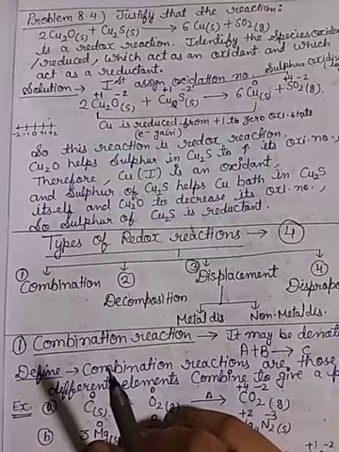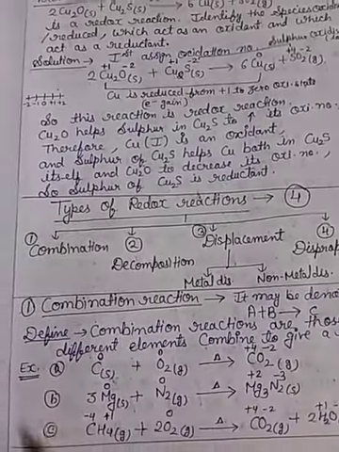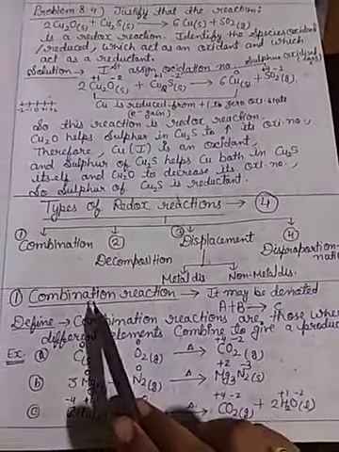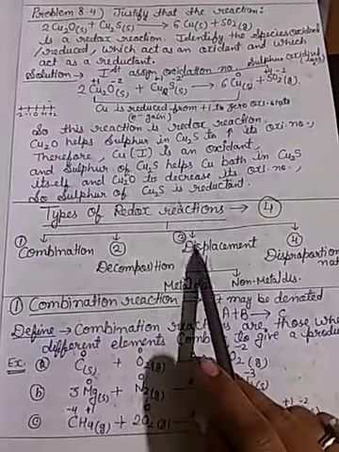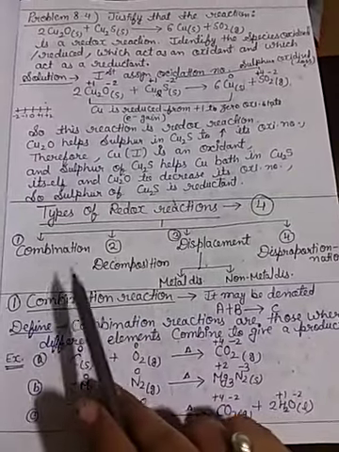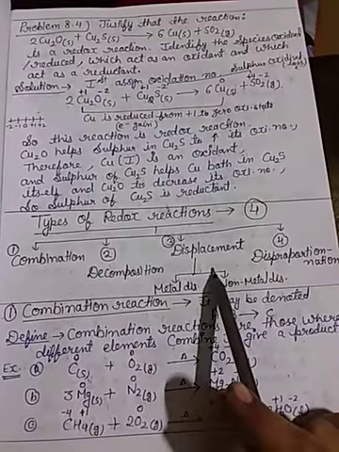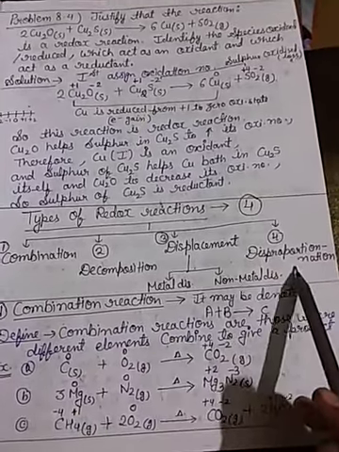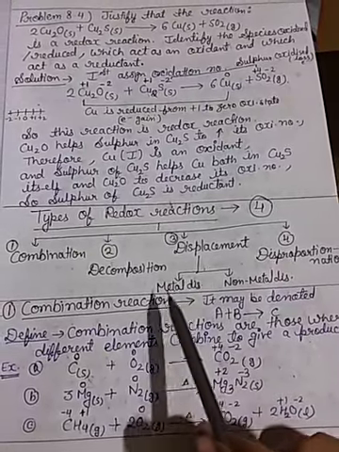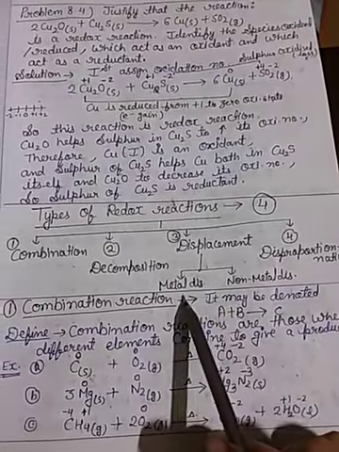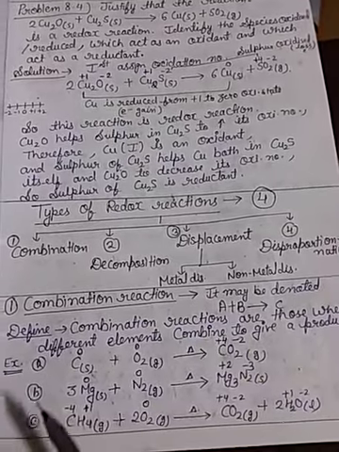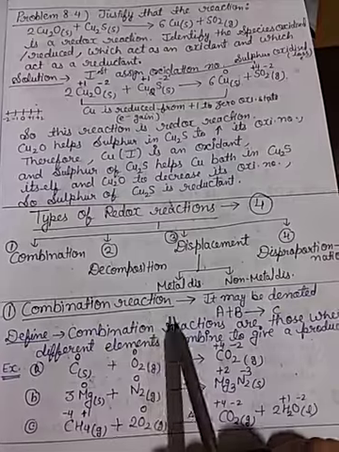Then next question, types of redox reaction. There are 4 types of redox reaction. First is combination, second decomposition, third is displacement, and fourth is disproportionation. Displacement is also divided into 2 parts, metal displacement and non-metal displacement. First is combination reaction.